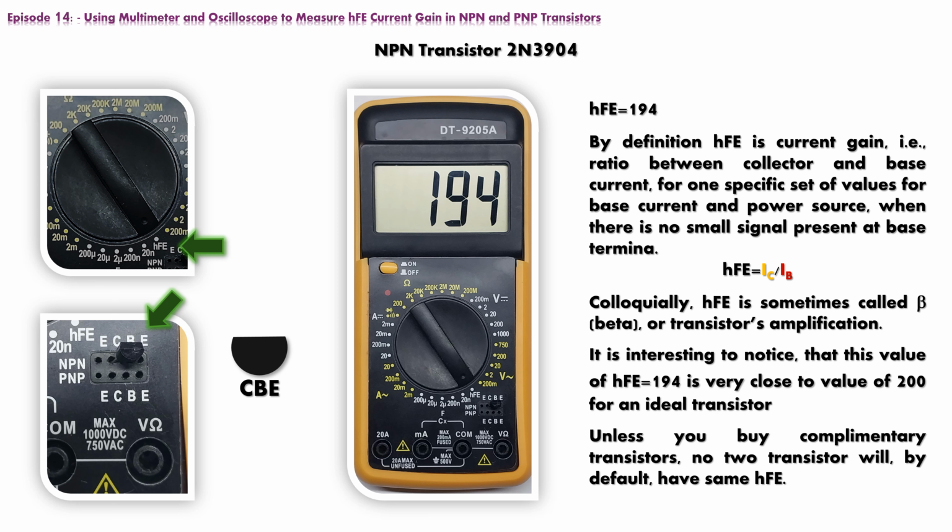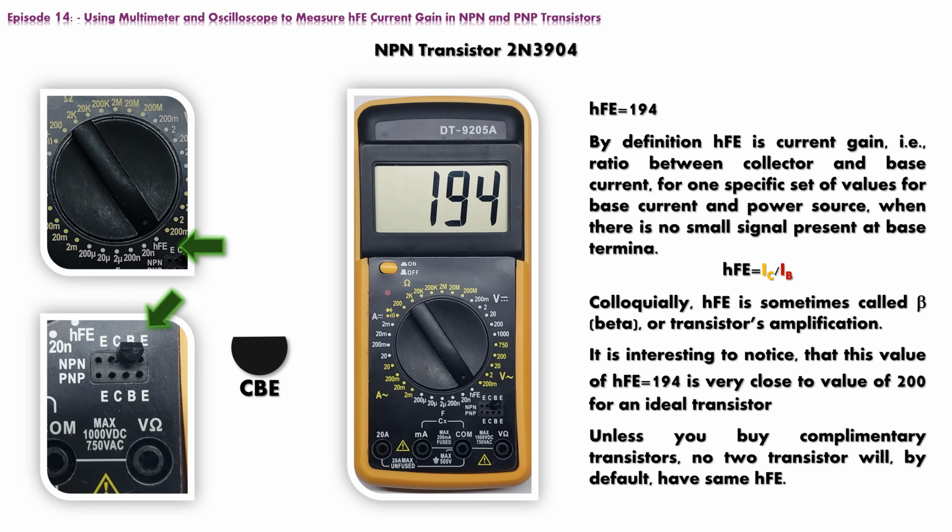So, the logical question is, what are the base current and power source used in our multimeter, or to be more precise, what combination of base current and what voltage of power source gives us this reading for hFE? No one knows, so let's measure it.